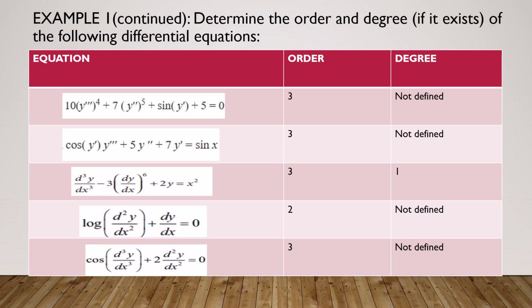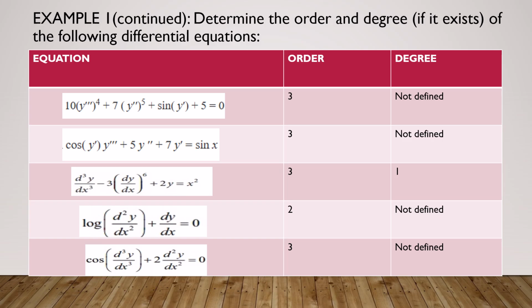Some more examples for order and degree. In the first example given over here, you can see it is very clear that y triple dash means the highest order derivative is of order 3. So order of the differential equation is 3. But degree does not exist because sine of y dash, derivative is there in the sine function, that means a trigonometric function. Second example, the highest order derivative is 3. Again over here degree is not defined because derivative is there in the cos function.